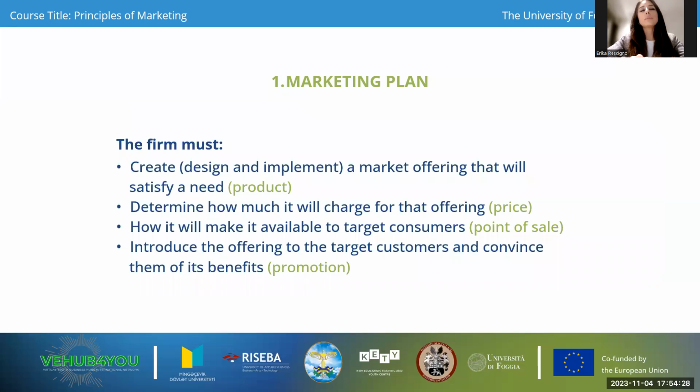Then, focusing on the marketing mix, it is worth noting that to develop a marketing plan, the firm must apply the 4P of the marketing mix, which are product, price, place, and promotion. So, in other words, the firm must create a market offering that is going to satisfy a need, so the product. The firm must determine the price for that offering, and also where that product will be available for target consumers. And finally, the firm must convince the consumers of the benefits of that offering.